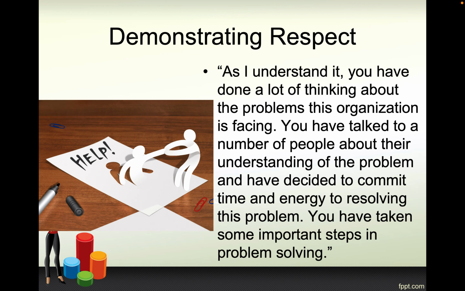As I understand it, you have done a lot of thinking about the problems this organization is facing. You have talked to a number of people about their understanding of the problem, and have decided to commit time and energy to resolving this problem. You have taken some important steps in problem solving.